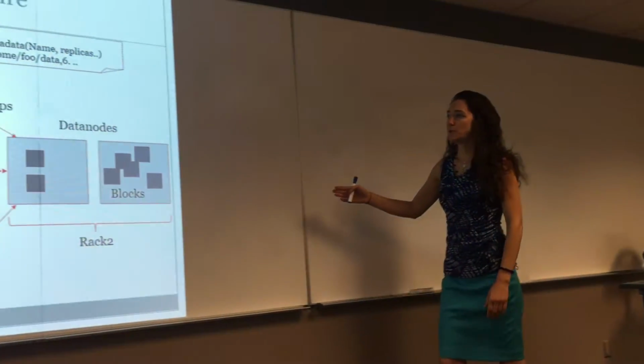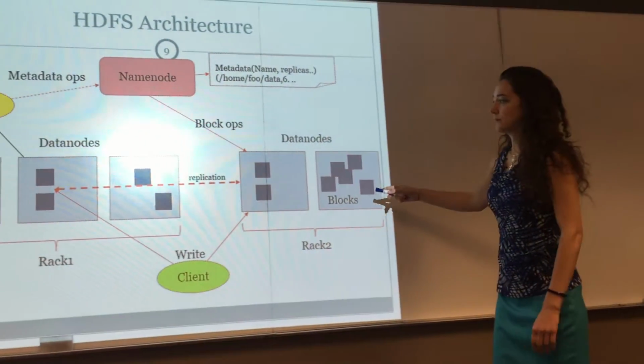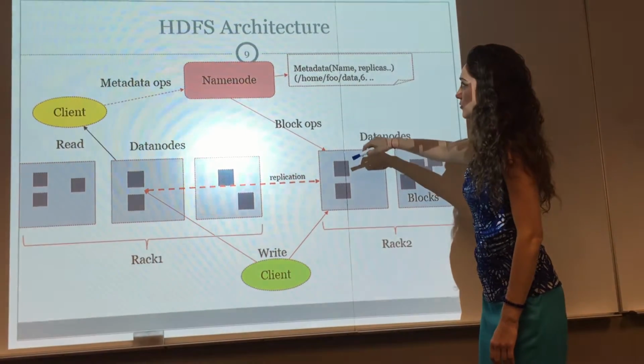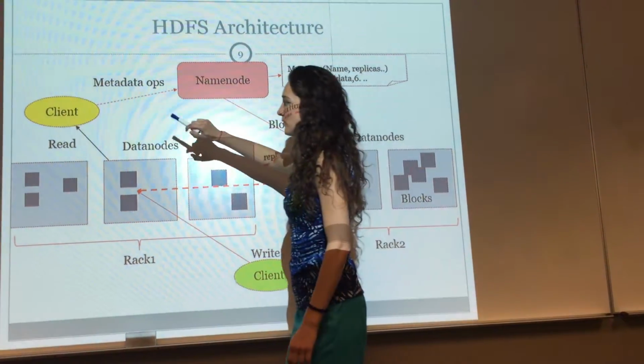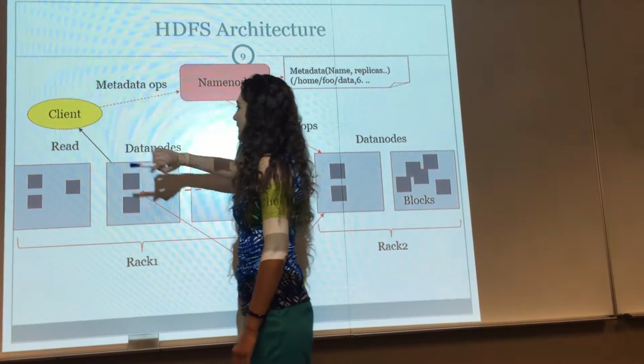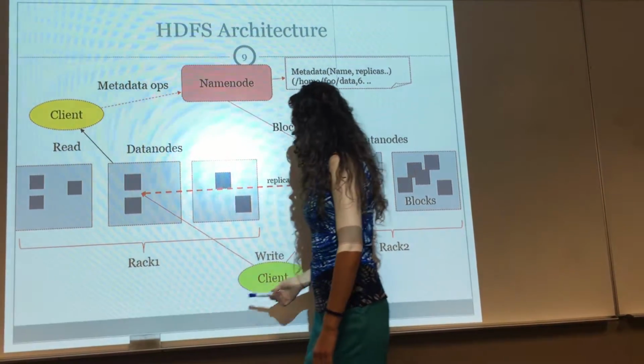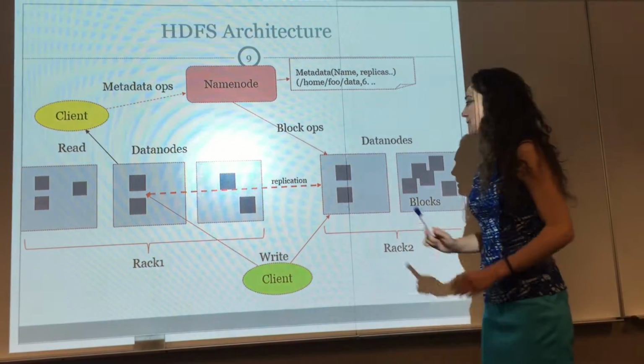You have already seen this picture, so just going over it one more time. The client serves on the behalf of the user, and it can read from data nodes or write to the data nodes.